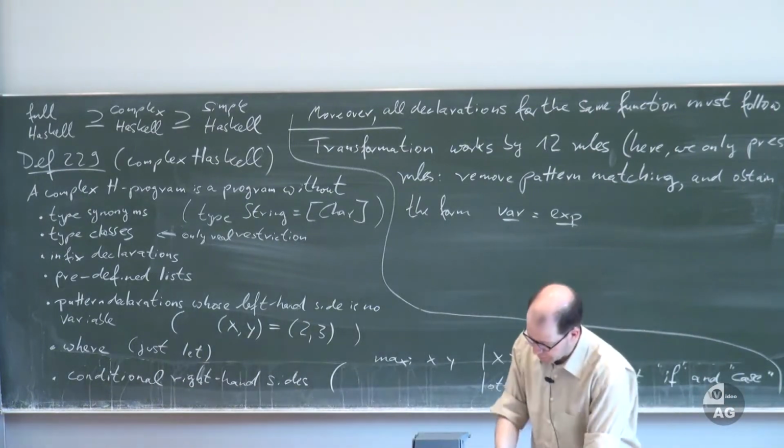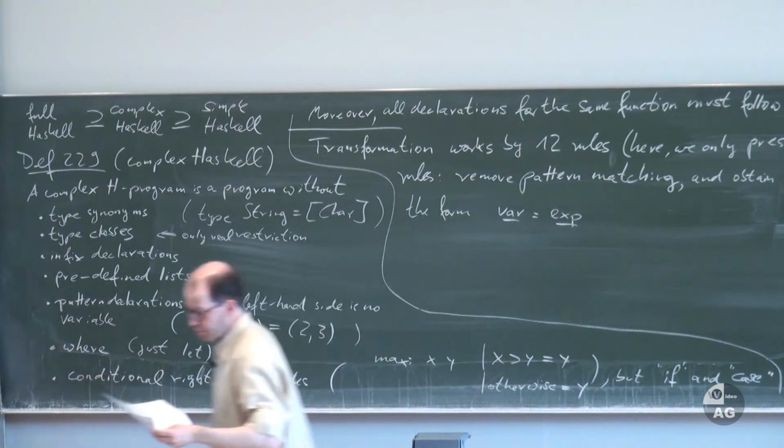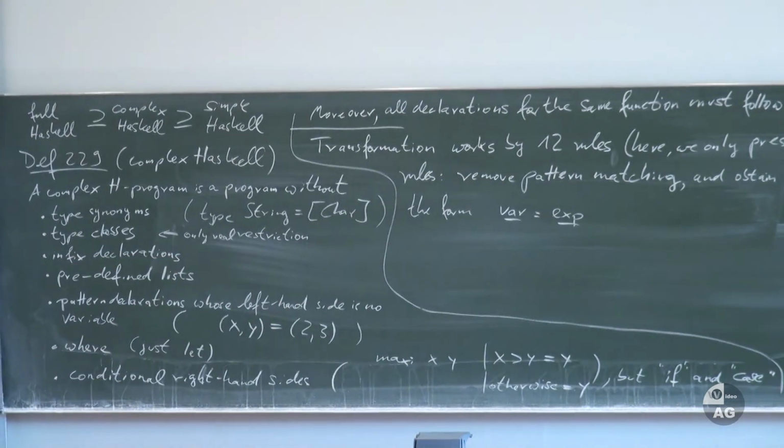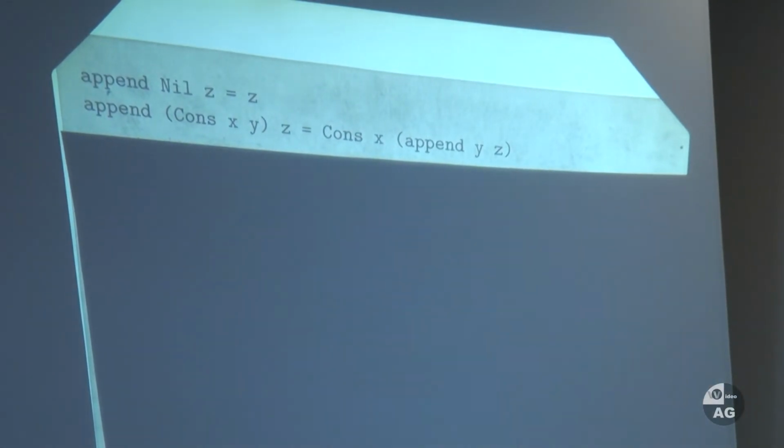And the example that I want to illustrate them with is the append program. So how would you write append in Haskell? If you have complex Haskell, you would probably write it like this. So this is append on the predefined lists. And the goal of append is you take 2 lists and concatenate them. So this looks natural. This is the way you would most likely write it.